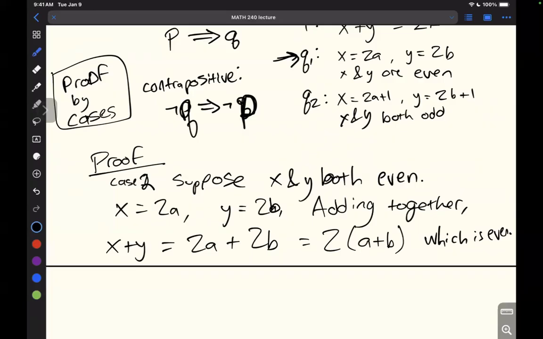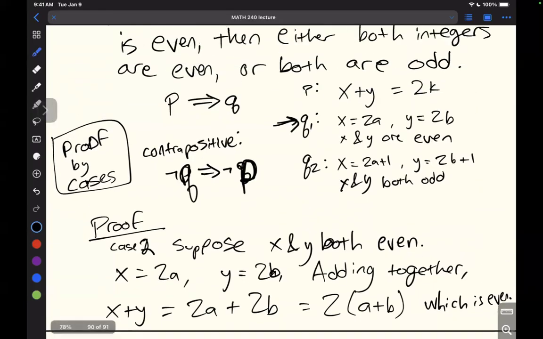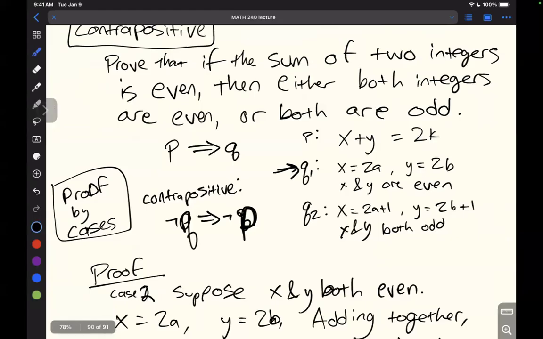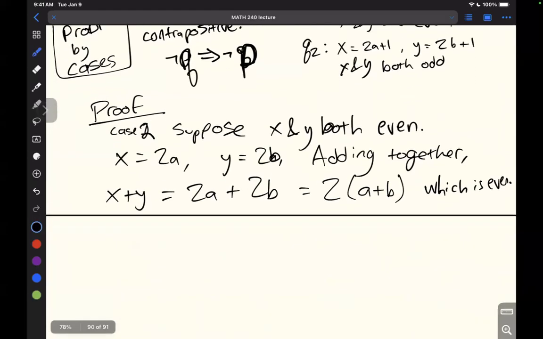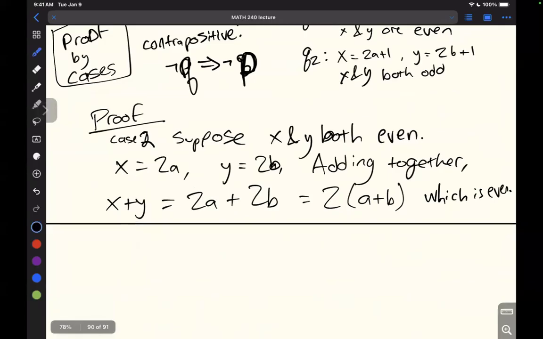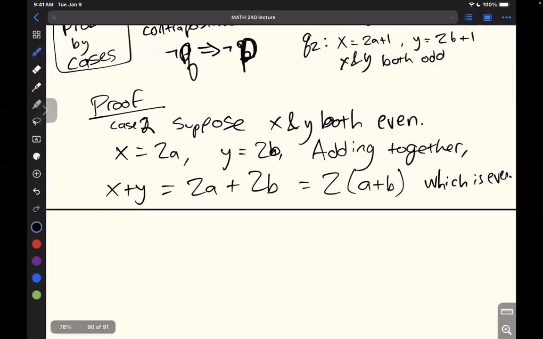So X and Y are both even, and I have gotten to a point where the sum is even. Since I assumed they're not both odd, then they have to both be even. And this is the same for the other one.